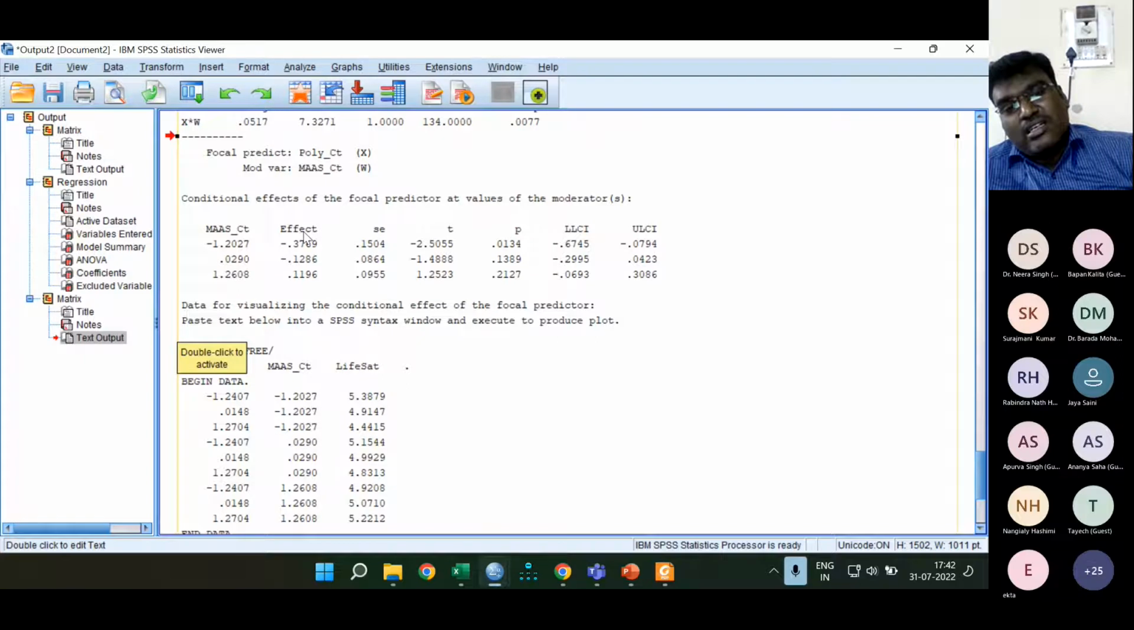Across these three levels, what is the effect? As far as this result is concerned, only at the low level of the moderator could I find some significant simple slope effect. In the rest of the two other cases, the effect is not at all significant. That's fine. Still, you can report this finding.